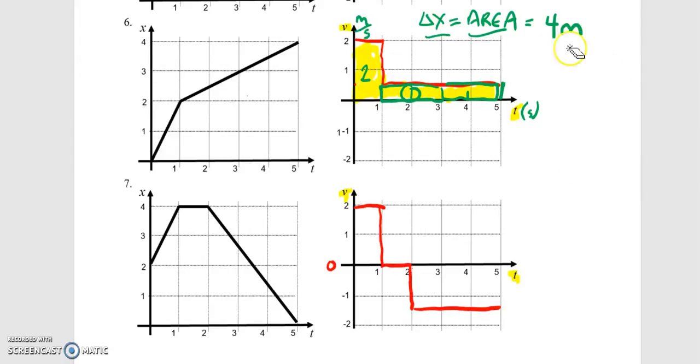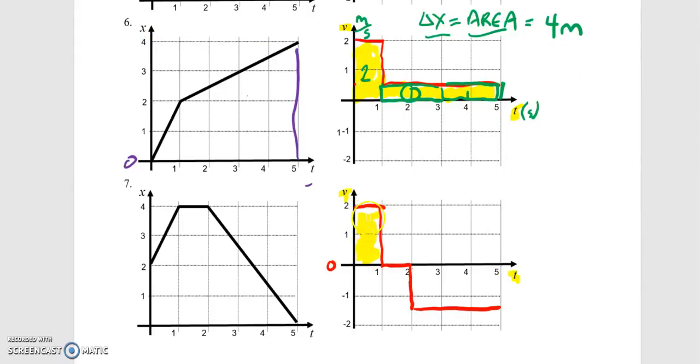And now we just want to check, is this 4 meters correct? Did this object change its position 4 meters? If we go back to the position versus time graph, you see that its starting position is position 0, and at time equals 5, it's right there at the 4 meter mark. So it went from 0 meters to 4 meters, or 4 meters. So yes, that does match up. The displacement shown on the position versus time graph matches the displacement calculated from the area of the velocity versus time graph. Let's draw the next one.